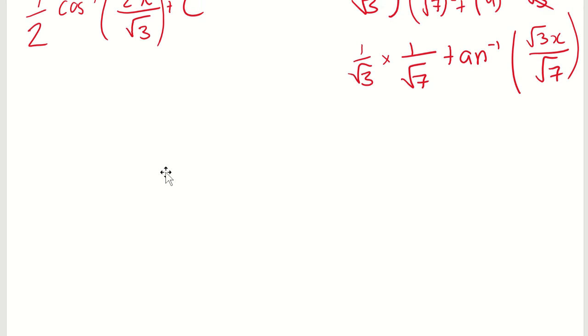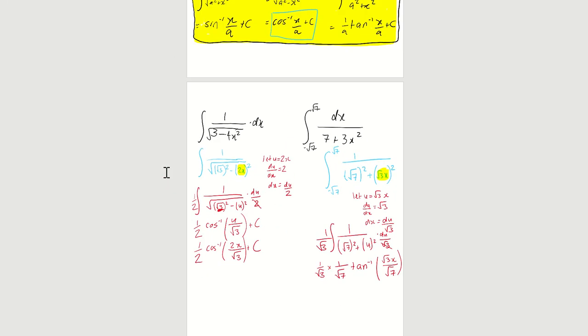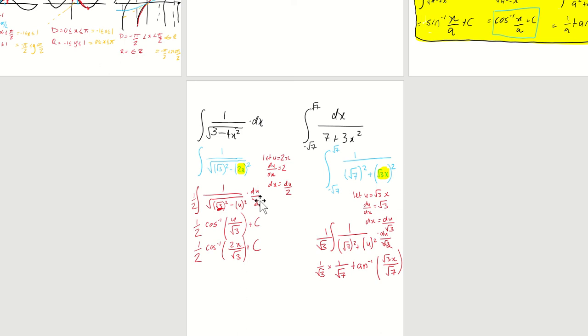Okay, there is the end of my inverse functions video. So please practice more of these, but it's a really good guide, a summary covering most of the topic.